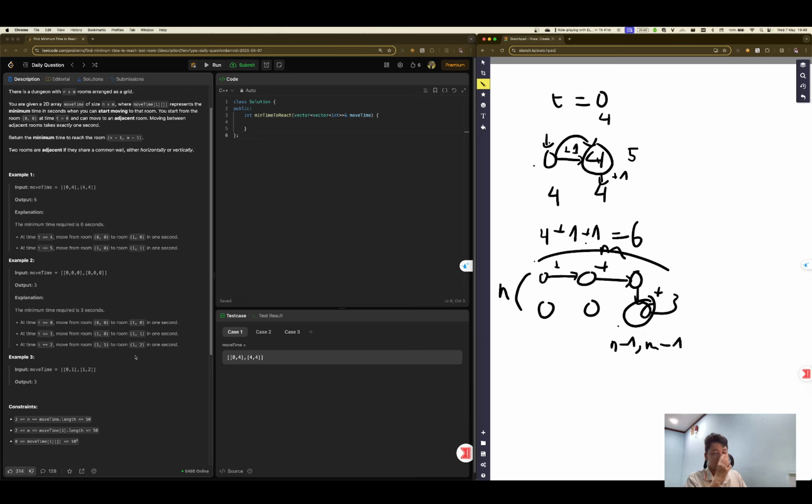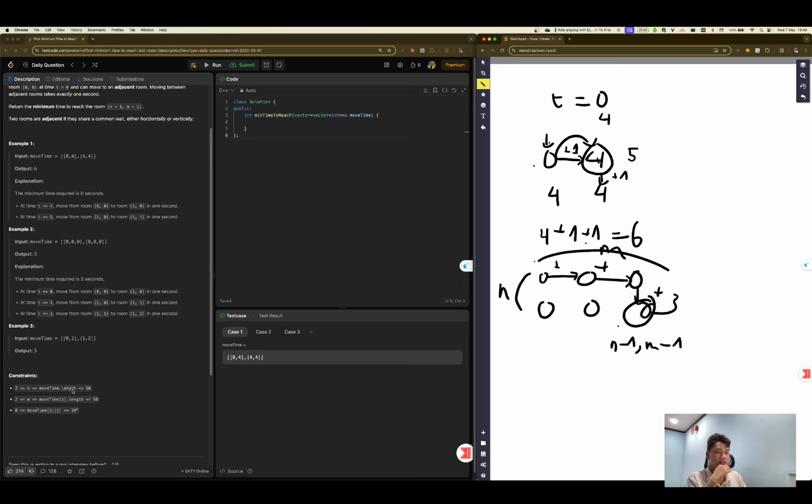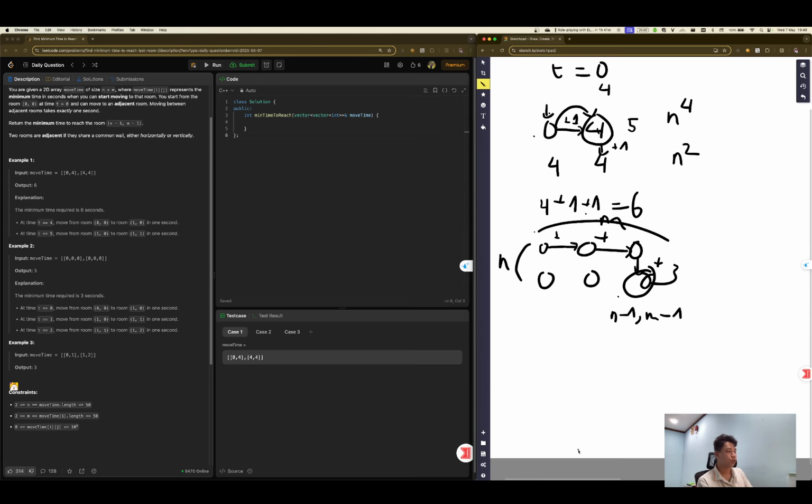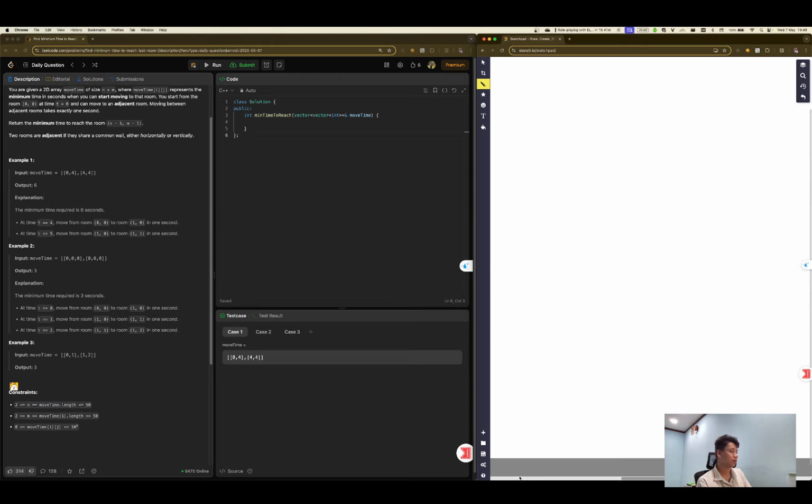Let's look at the constraints first. It is 50, so you can solve it using an algorithm that's n to the power 4, but we can solve it using an algorithm of only n squared. Okay, now let's dive into the solution first.